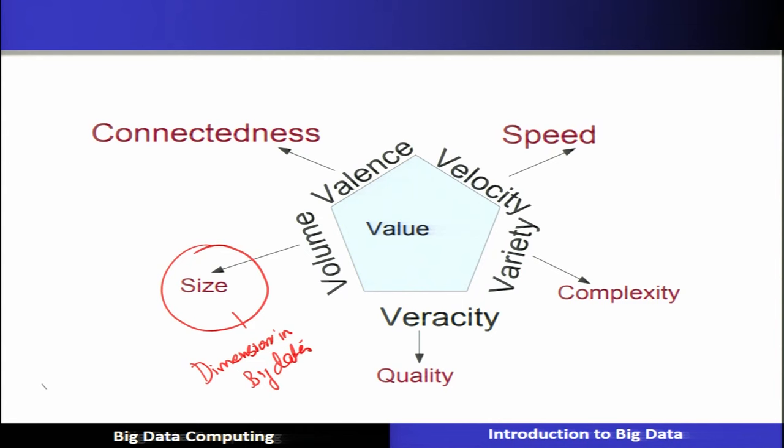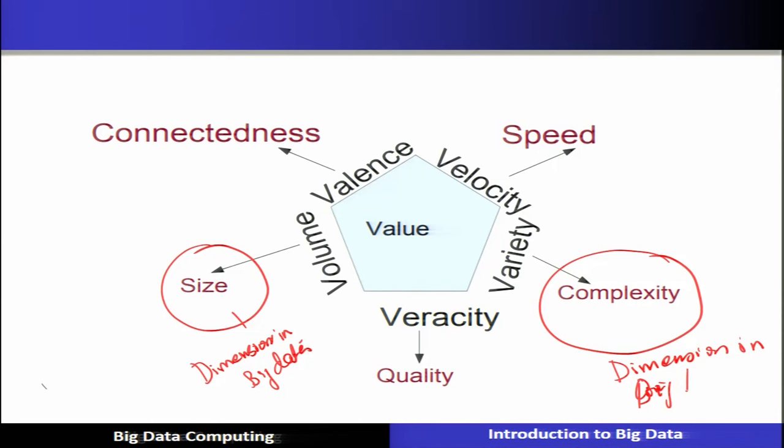The second dimension is called complexity. This is also a dimension in big data, in terms of variety. So variety will keep on adding complexity, and so variety is another dimension. This complexity comes from the different varieties of data. The third dimension is in terms of speed, and this is called velocity. Velocity, in terms of speed, will add another dimension, and this will add more complexity in big data computation.